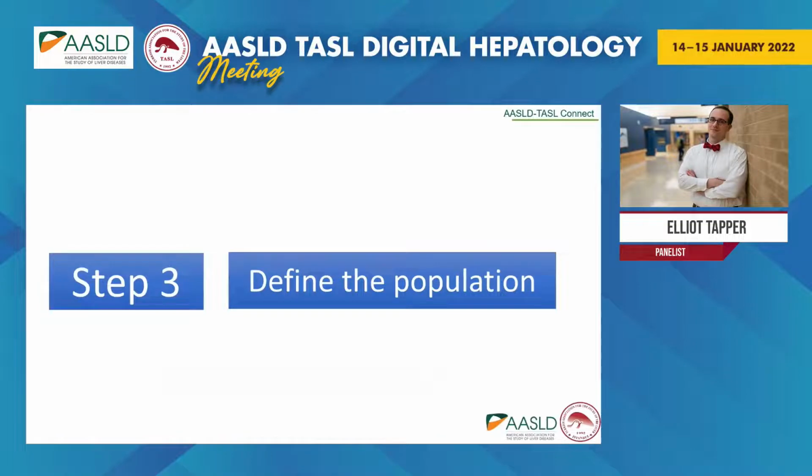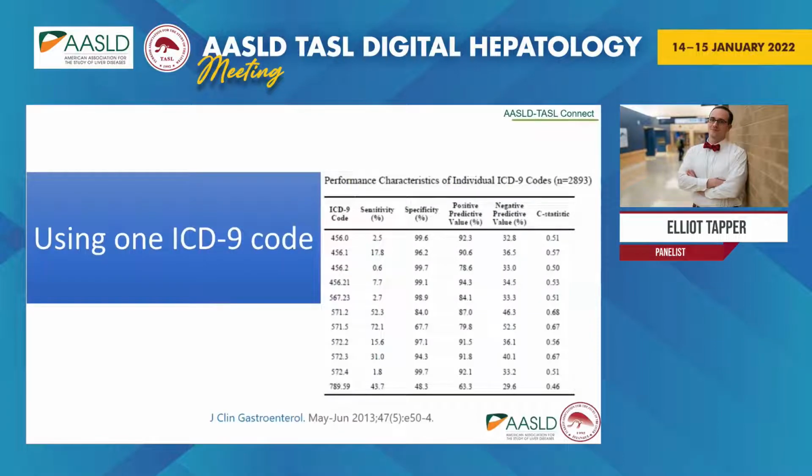So step number 3 is to define the population. Once you know about the database and you have a question in mind, in this case, mortality due to chronic liver disease, you have to understand how those patients are identified in the database at hand. And typically, the way patients are identified is the use of administrative data codes. In the United States, through 2015, this was done using ICD-9 codes.